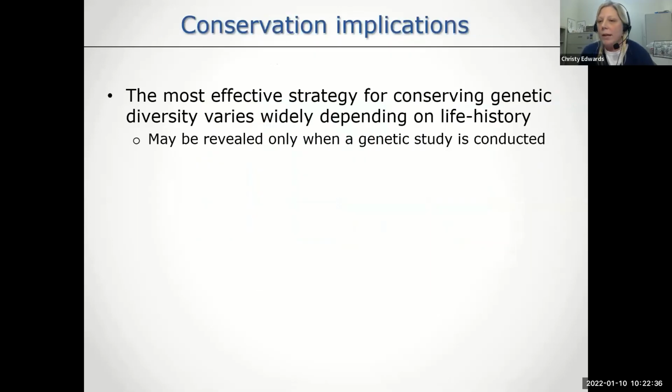Okay, so hopefully with all of these examples, I've shown you that the most effective strategy for conserving genetic variation can really vary widely depending on the characteristics of a species. Like I said, we found 3 different species with 3 completely different strategies for conserving variation. And you really can only find out this information if you do a genetic study.